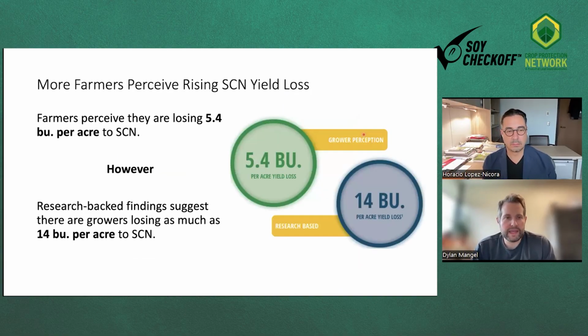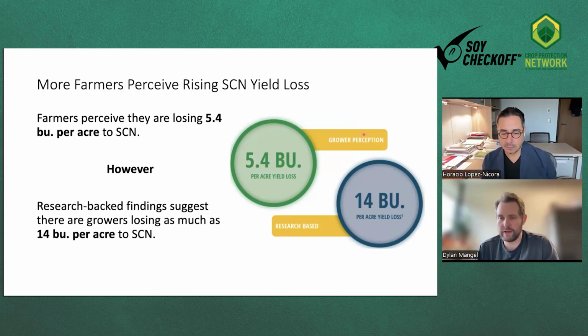But one finding is just the perception of yield loss to this. With it not being noticeable, many growers don't know how much yield they're losing. So their surveys show that they anticipate or believe they're losing about 5.4 bushels per acre. But our research has shown that there's a lot of growers out there losing a lot more than just 5.4 bushels an acre. And building that awareness is really important to help prevent that yield loss.